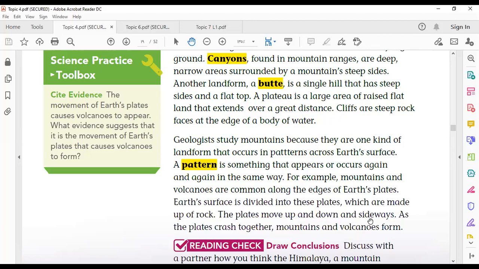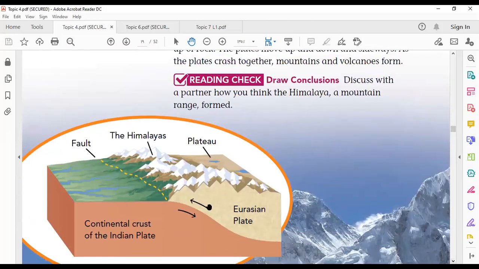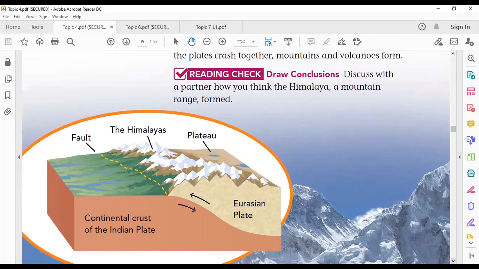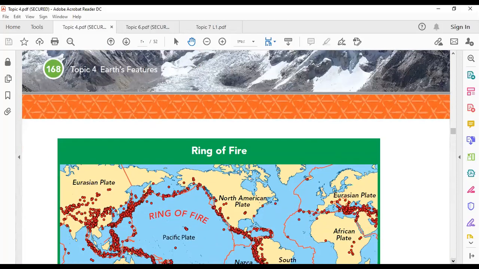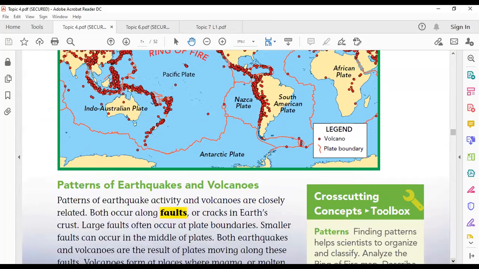When two plates crash together, mountains and volcanoes form. So wherever there are plates, the boundaries, plate boundaries here, always we found mountains, volcanoes, or earthquakes. When two plates crash together, mountains form and volcanoes form. Inshallah, in the next page, turn to the next page, we will describe also or explain how volcanoes, how earthquakes and volcanoes form.